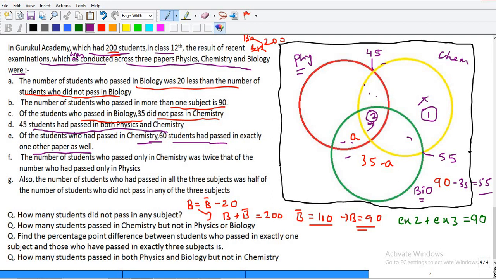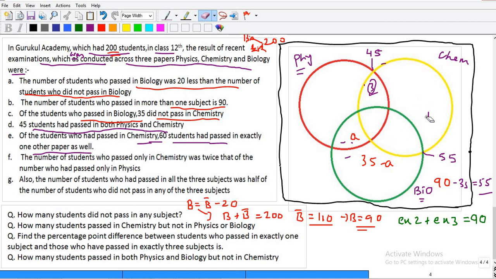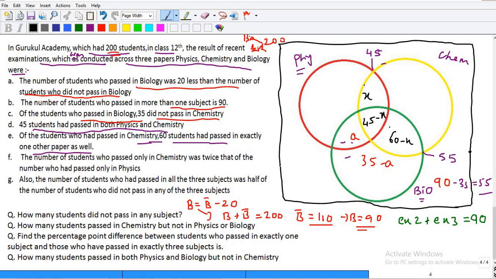So can I say my required region is this and this, and their sum is nothing but 60, which I also marked with number 3 and number 4. So I can say the sum of 3 and 4 is nothing but 60, right? Let's write it quickly. If this is x, this will be nothing but 60 minus x, and then this should be nothing but 45 minus x. Now let's move ahead.